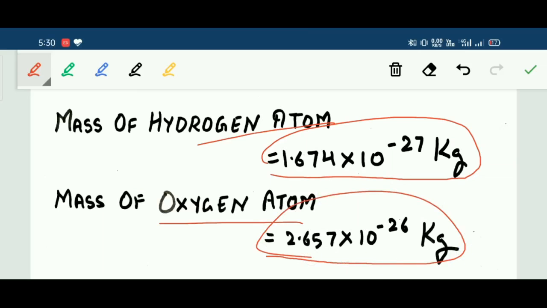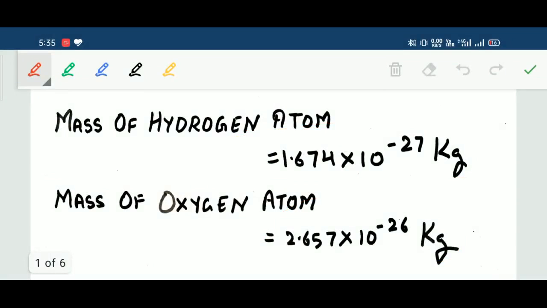Now students, such small values are very difficult to learn and very complicated to use in our day-to-day lives. So scientists, instead of using kilograms, created another unit called the atomic mass unit, which can be used to express the masses of an atom. And just like kilogram is abbreviated as kg, the atomic mass unit was earlier abbreviated as AMU, which was later shortened to just U. That means we just write U to represent atomic mass unit.